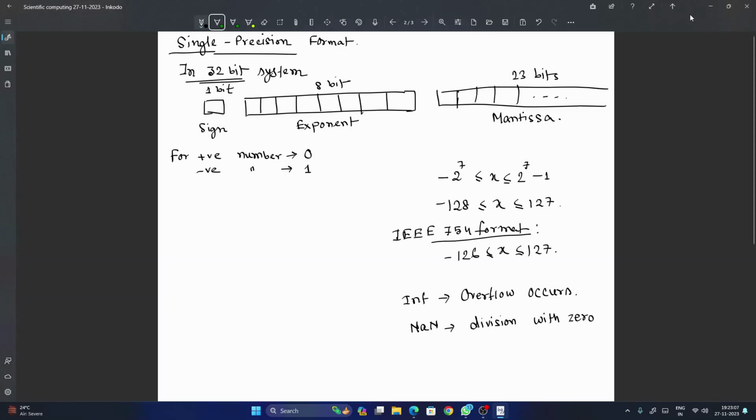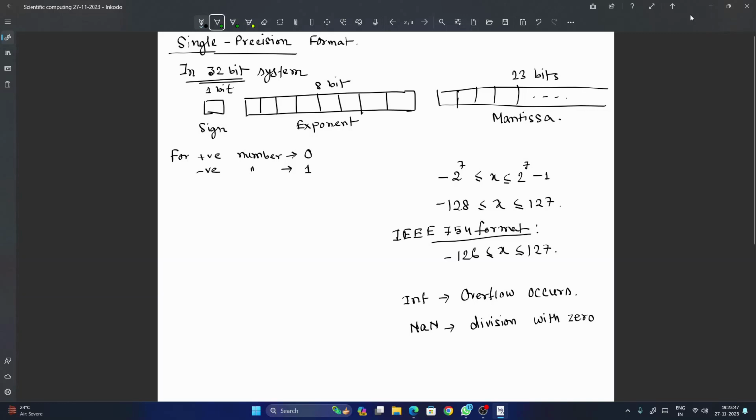So these 2 locations are reserved for these special values. But otherwise it can give you minus 126 to 127. That means your range is now much larger than the previous one. Previously it would be minus 2 to the power 31 or such values, but here you have 2 to the power minus 126 up to 2 to the power 127, which is much larger, so you can store more data in this number system format.